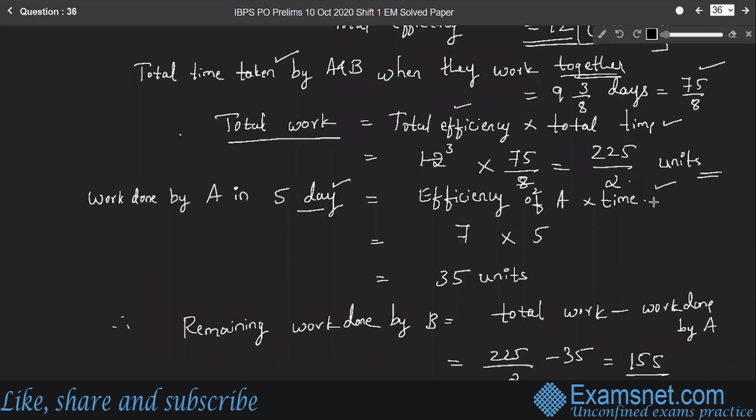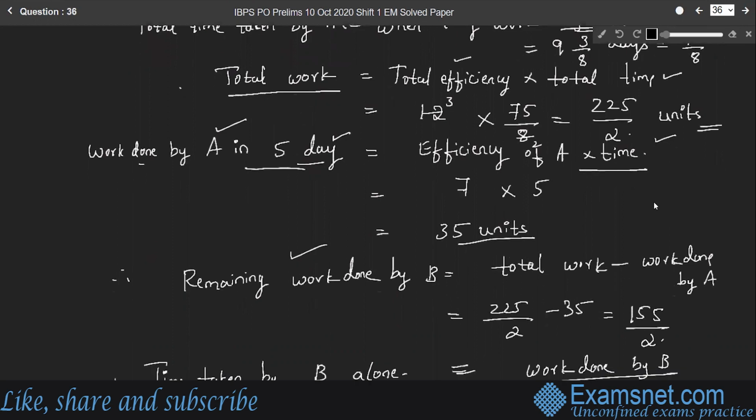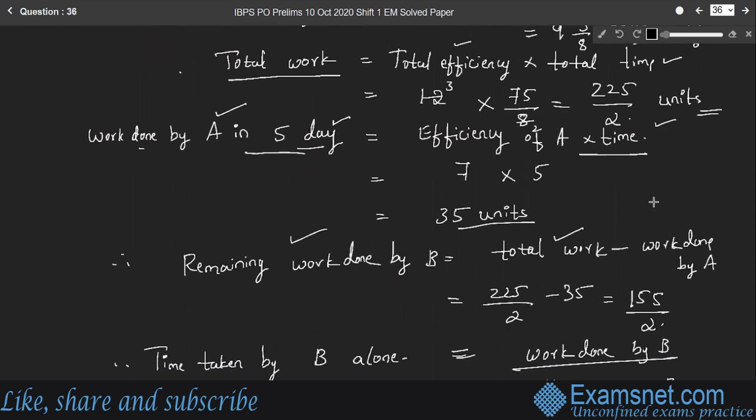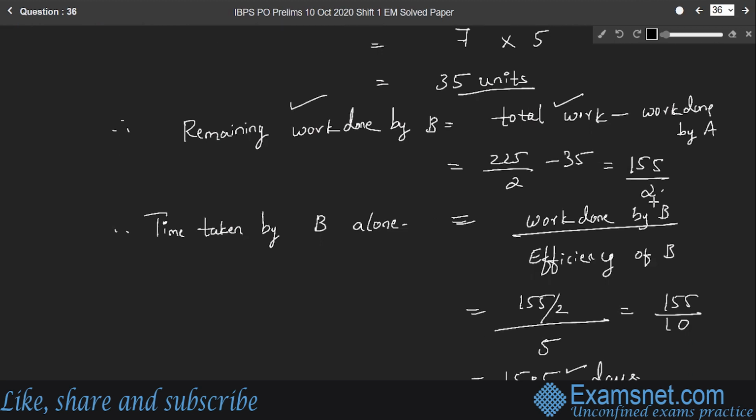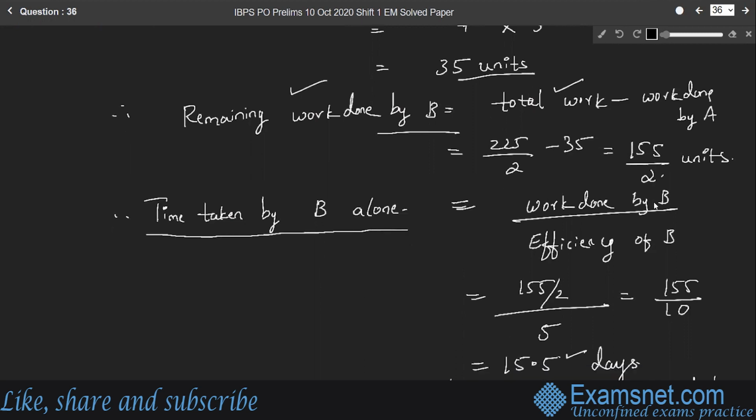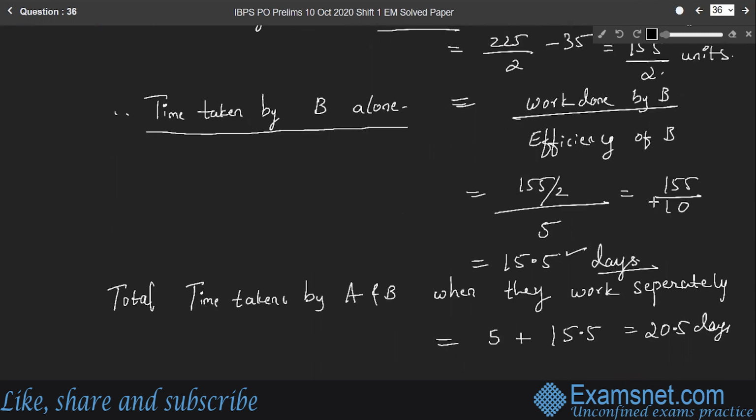Right? But A works only for 5 days. Therefore, work done by A is efficiency of A into time, right? Which is 35 units. Therefore, remaining work done by B is equal to total work minus work done by A. So, you will get 155 by 2 units is the remaining work done by B. Therefore, so to complete the remaining work, B will take how many days? 15.5. B takes 15.5 days.